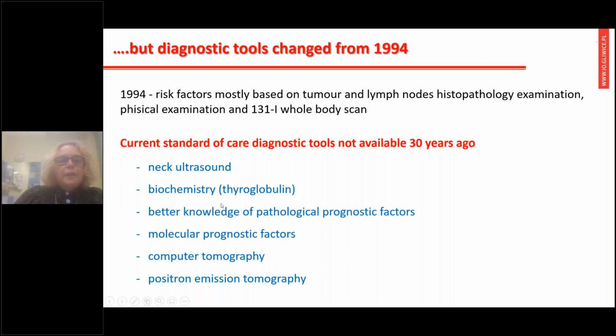We have neck ultrasound and biochemistry to assess the patient after the operation, to know whether the operation was complete and whether there is any suspicion of persistent disease. We have a much better knowledge of pathological prognostic factors. We have some molecular prognostic factors, and we have computed tomography and positron emission tomography to know whether the patient has distant metastasis or not. And this development of diagnostic tools was not only in differentiated thyroid cancer, it spanned all oncology fields.